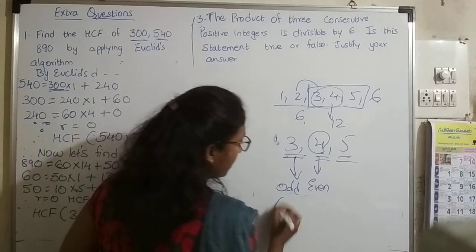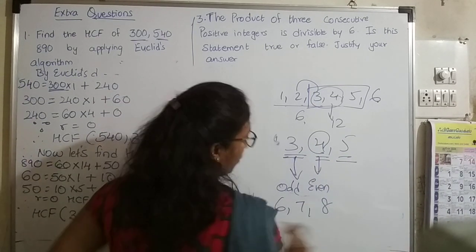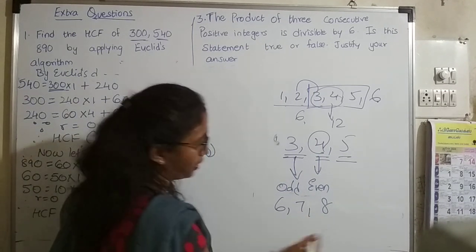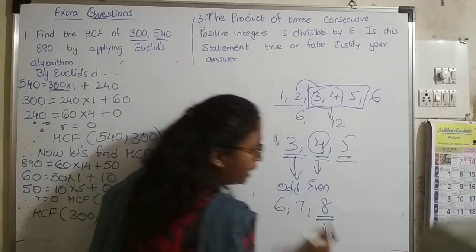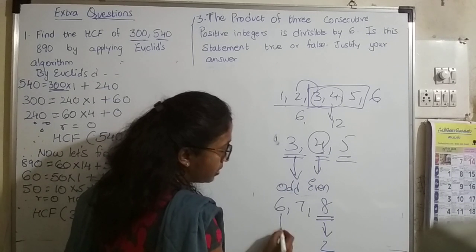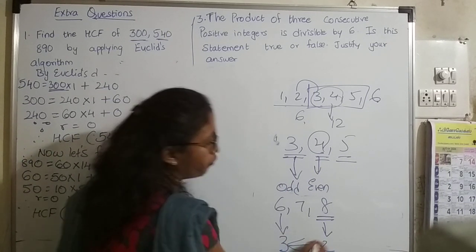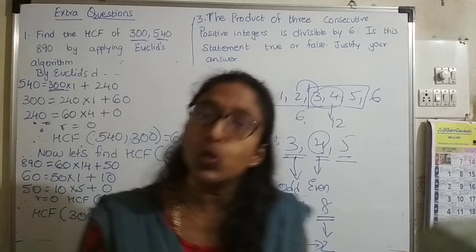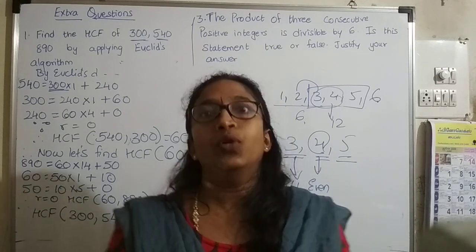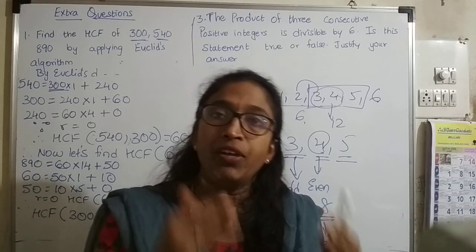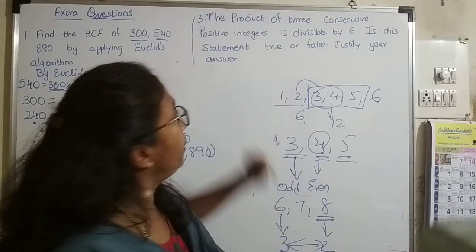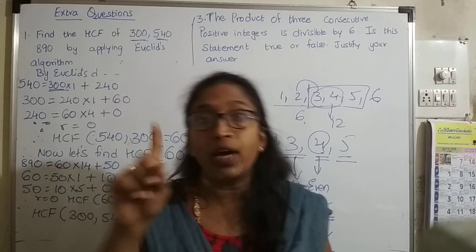Let's take another set of consecutive integers. Suppose we take 6, 7, 8. Here 8 is even, divisible by 2. Here 6 is divisible by 3. So therefore, the product of these will also be divisible by 6. So when we take the product, the answer will be yes, true, for 1 mark.